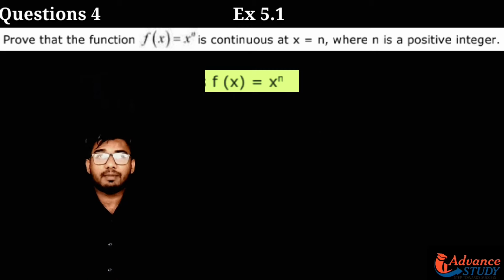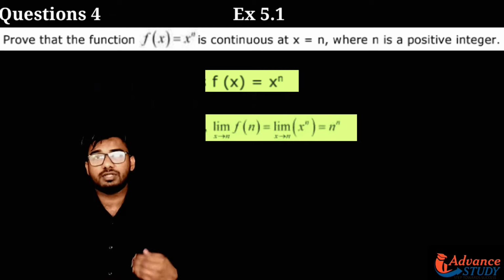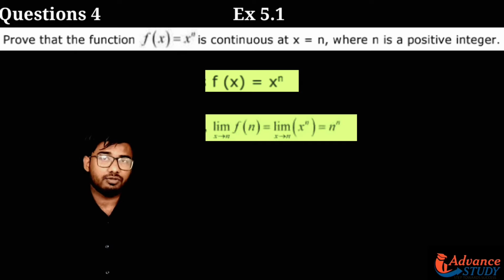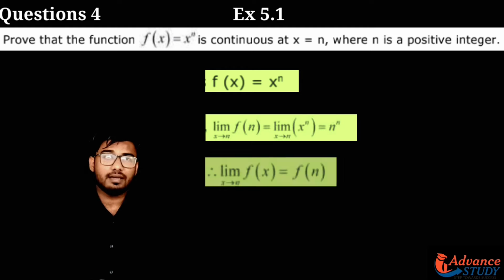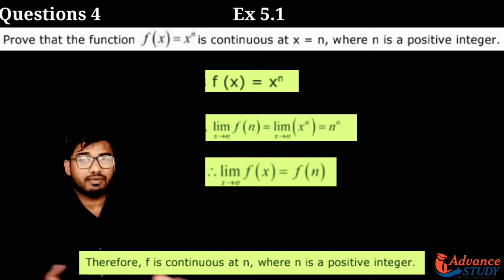So when we apply the limit, that is, limit x tends to n of the function, equal to limit x tends to n, the function will become n to the power n. So limit x tends to n, f(x) equals f(n), so the function is continuous. It's a very simple question, very simple.